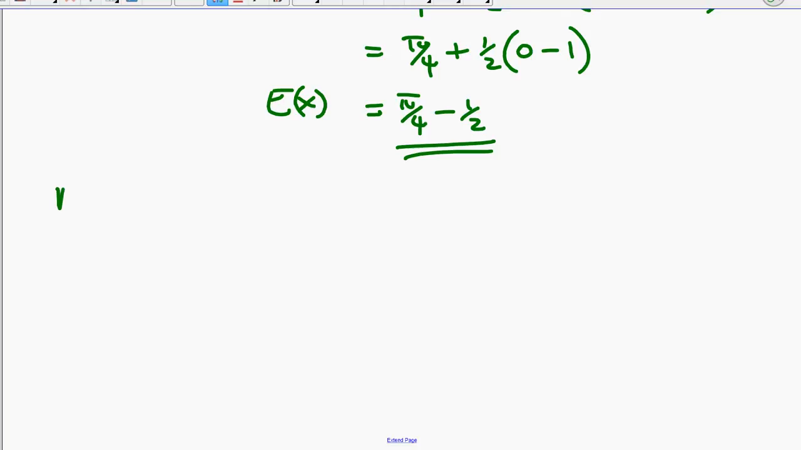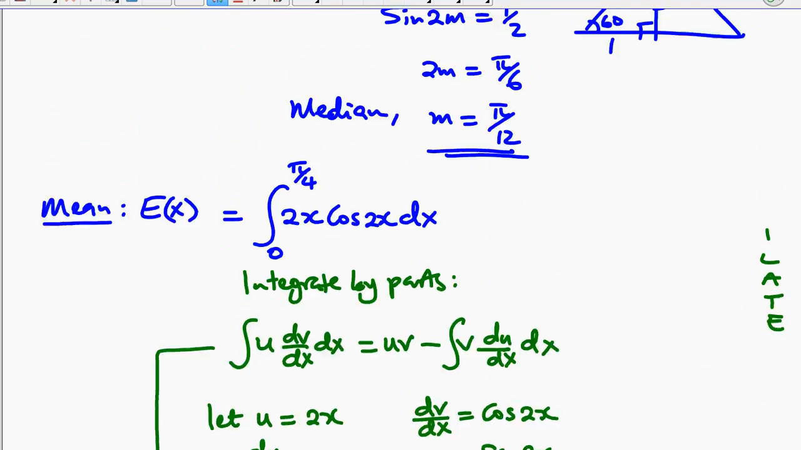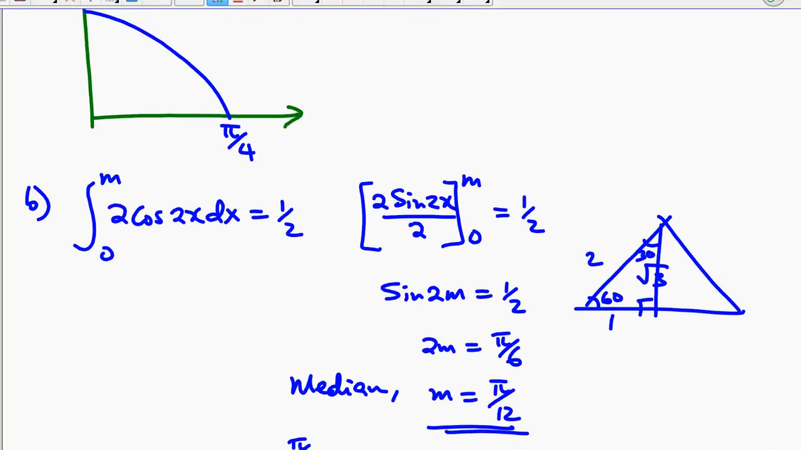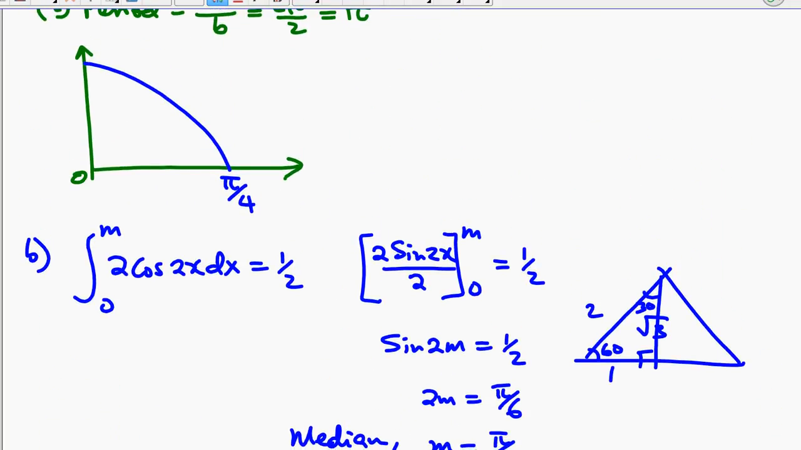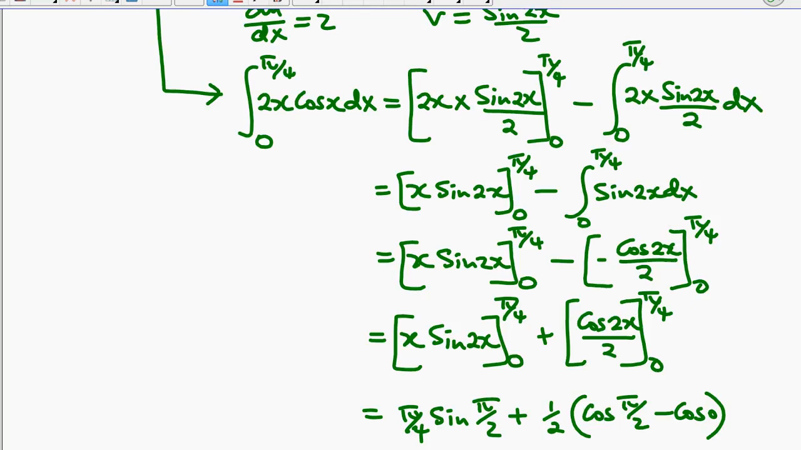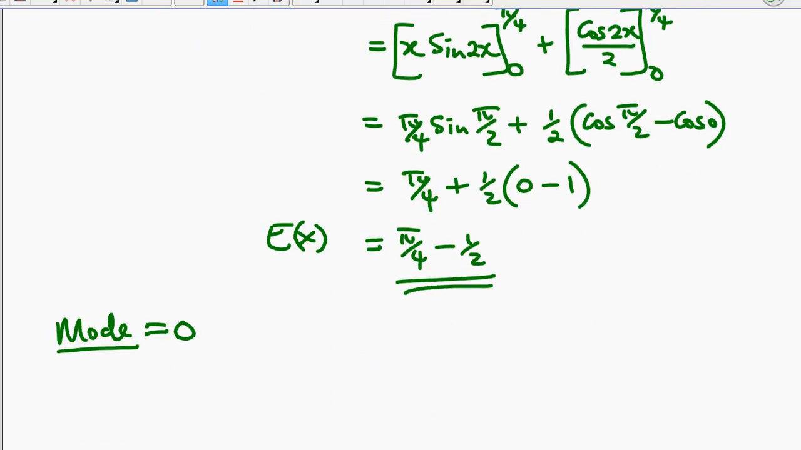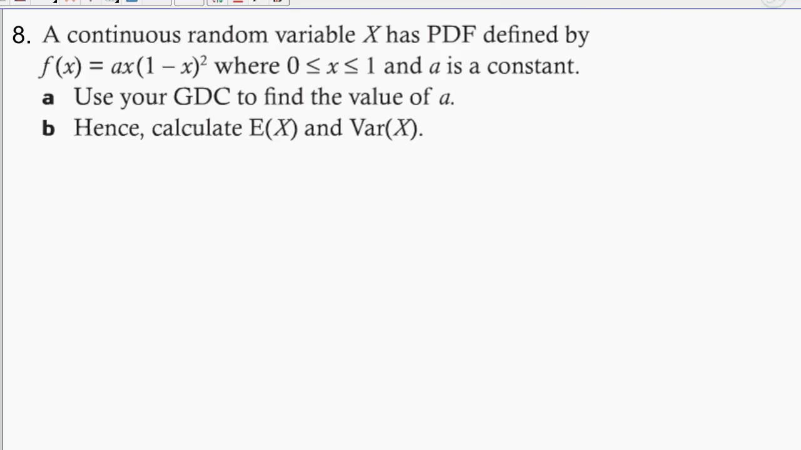About the mode, let's try and inspect from the graph. Maximum value is at 0. Remember, this is 0. So we'll just say mode is equal to 0. Remember, this is the value of x at maximum. And that's it. All right. Next question.